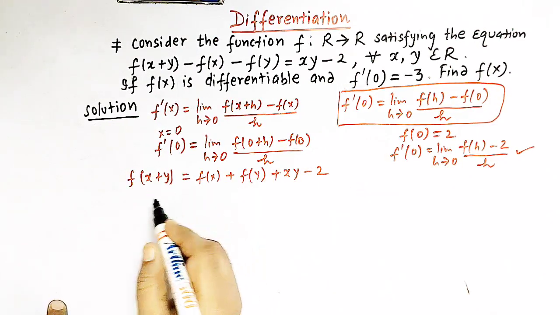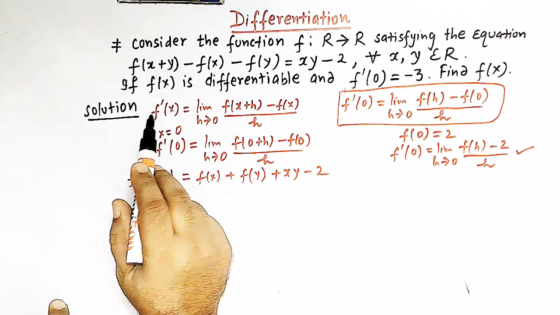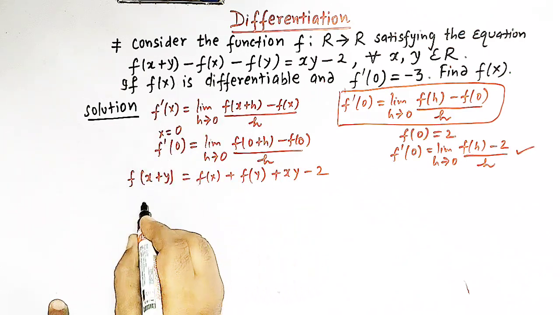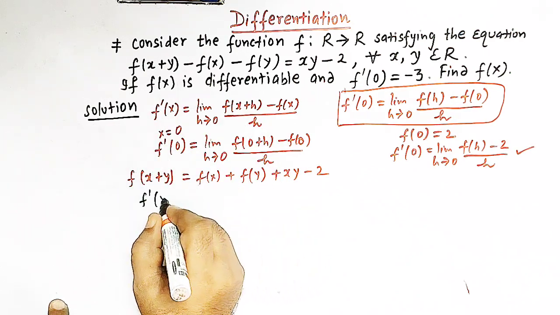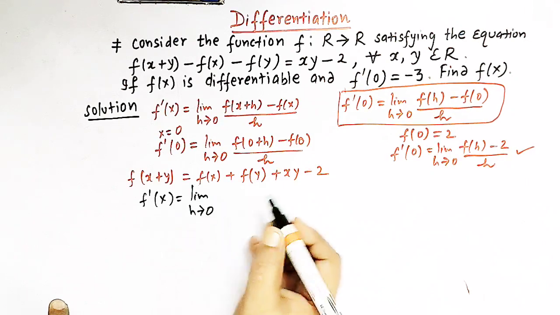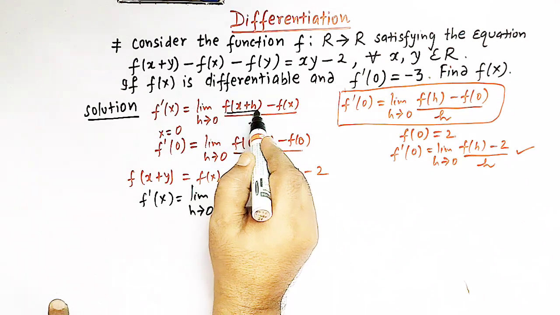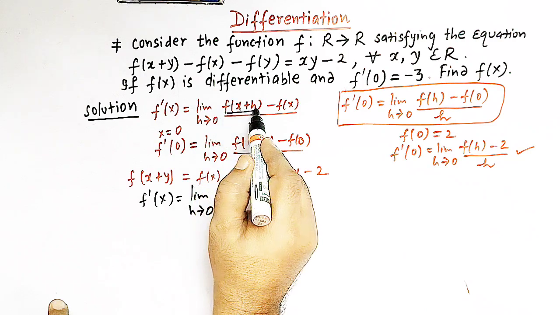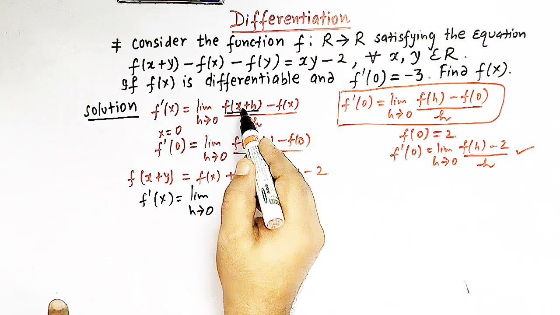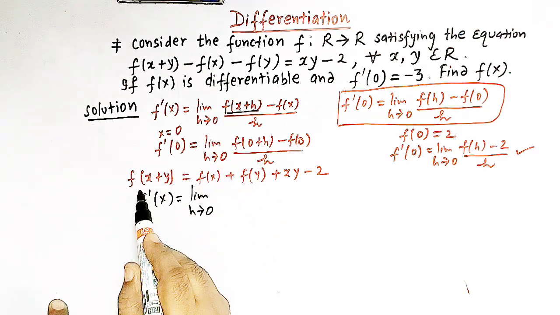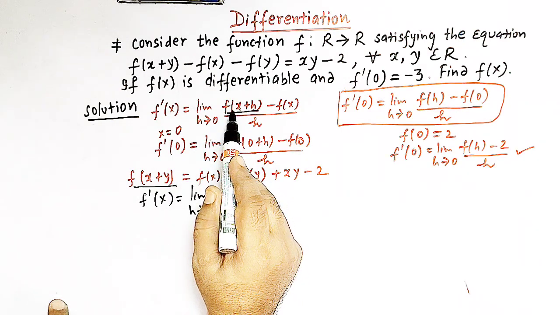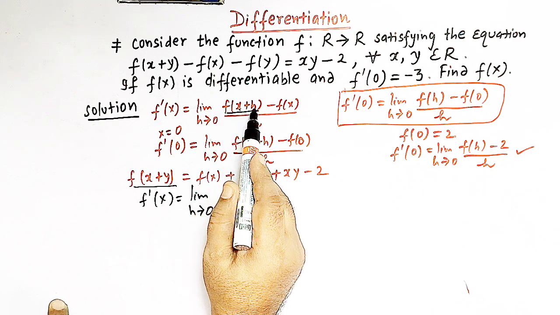Now let us once again come to the definition of the derivative. Here we have f'(x), and this is the limit h tends to 0. Now let us see this term, f(x + h). Now x and h are both real numbers, so we can apply this equation to this term, that is f(x + h).